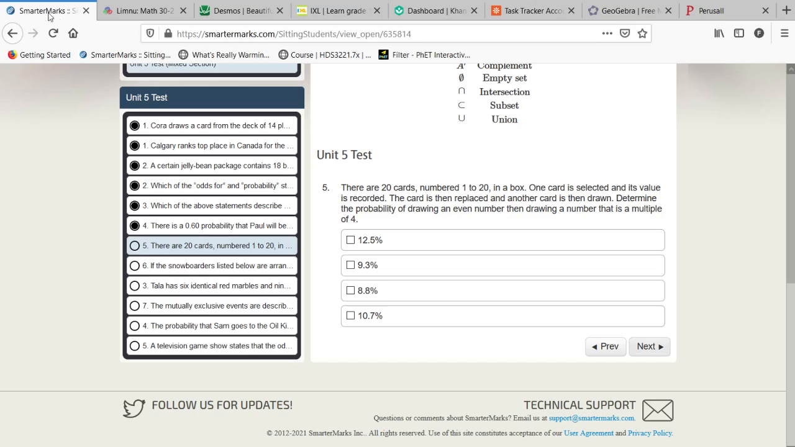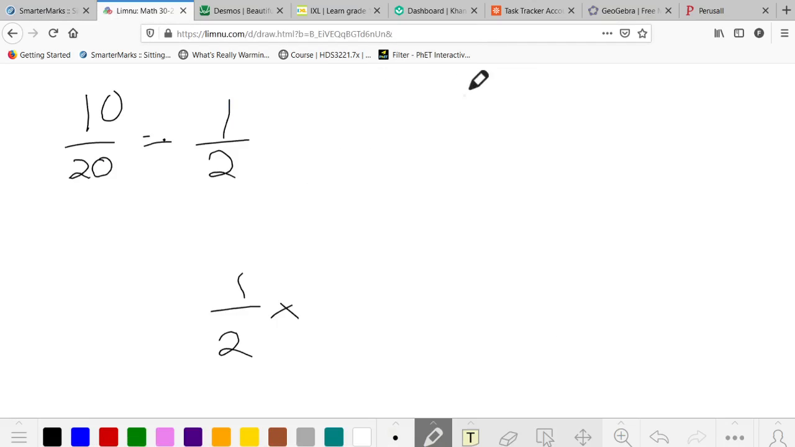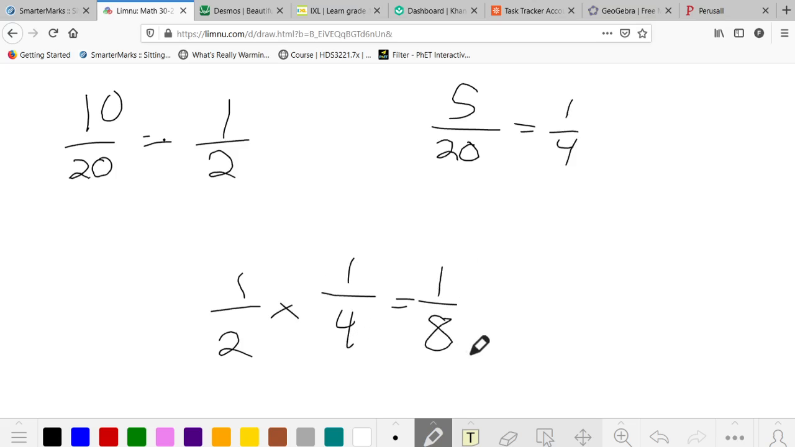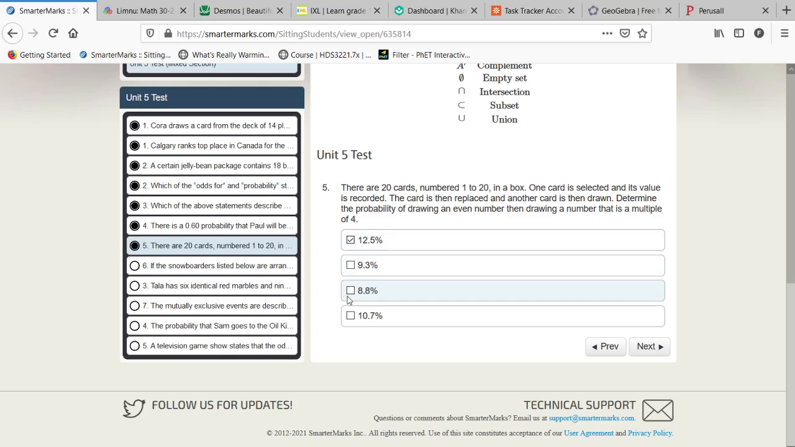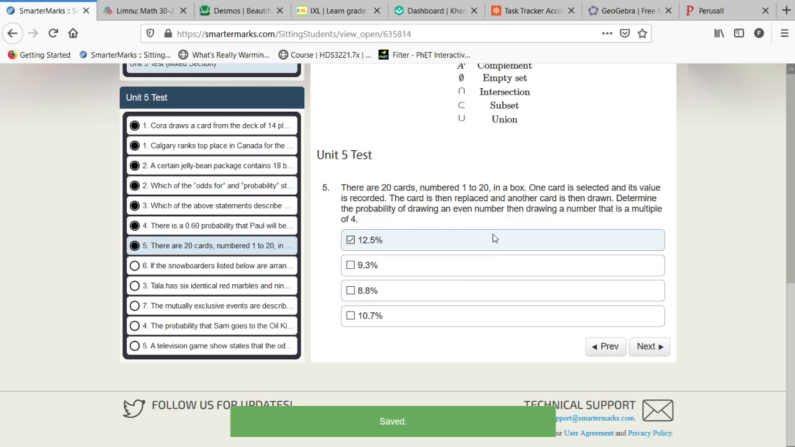And we need to draw a number that's a multiple of 4 in our second step. There are 5 multiples of 4 in there: 4, 8, 12, 16, 20. Easy way to do that is just 20 divided by 4. So we have 5 multiples, which is 1 over 4. 1 over 2 times 1 over 4 is 1 over 8. And 1 over 8 is 12.5%. Any questions about this one?